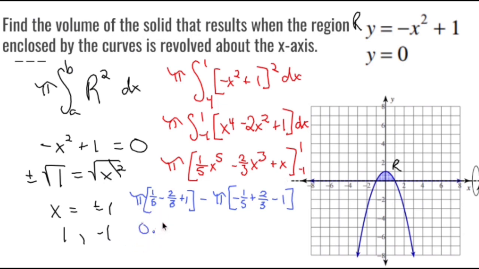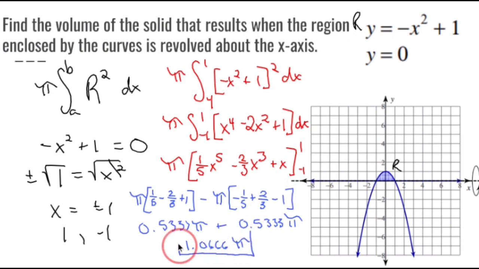0.5333 pi plus 0.5333 pi is going to end up being 1.0666 pi. And that's the discs method. Fun, fun, fun, fun.